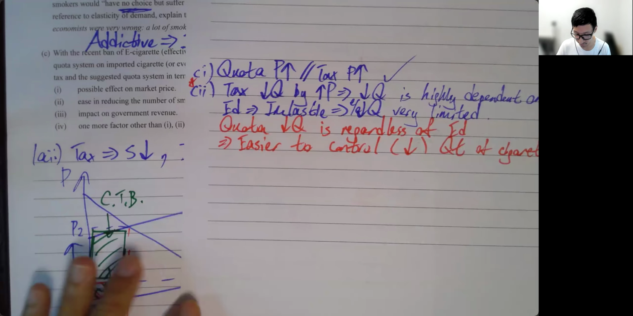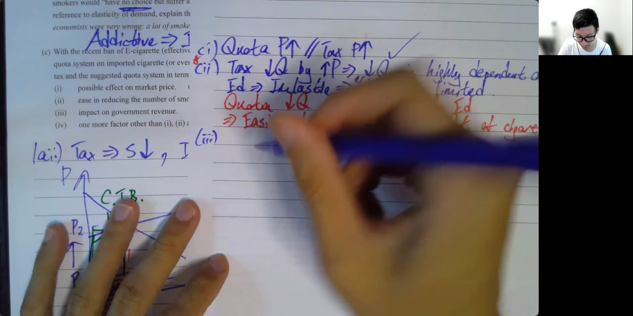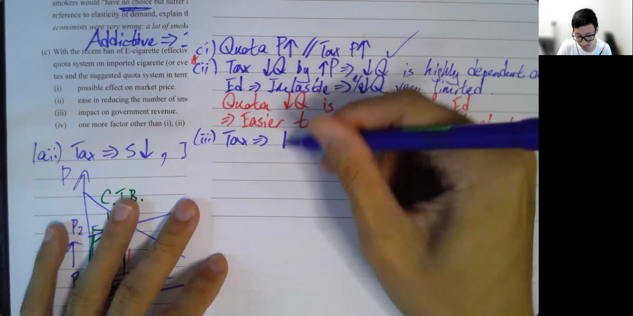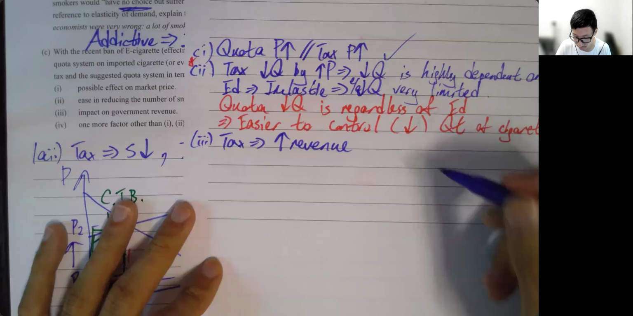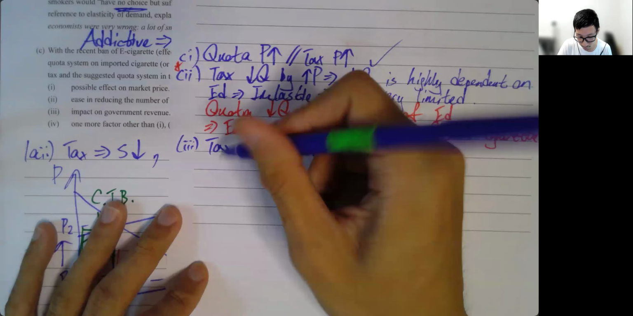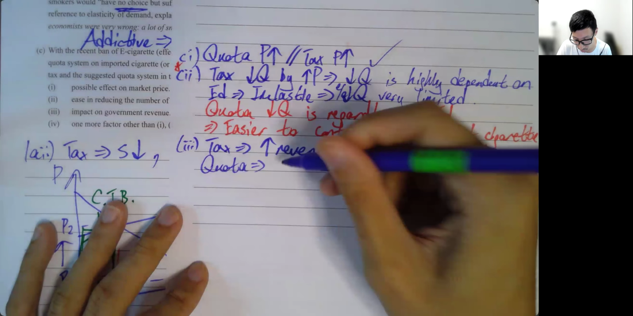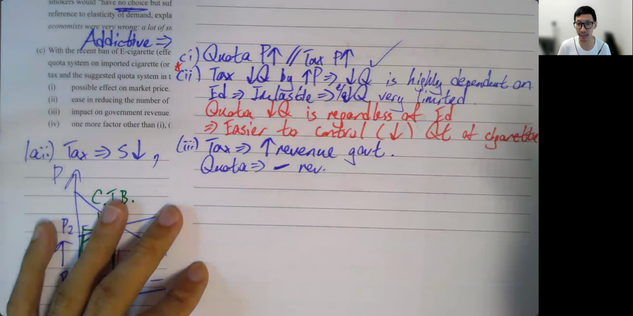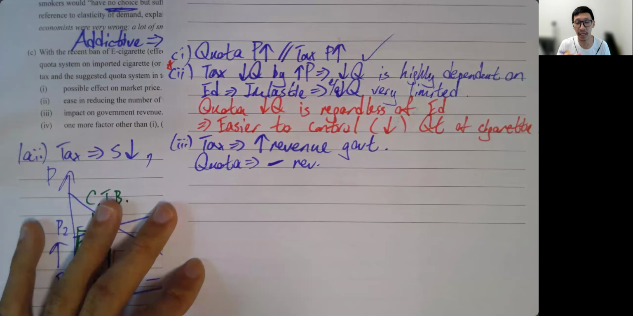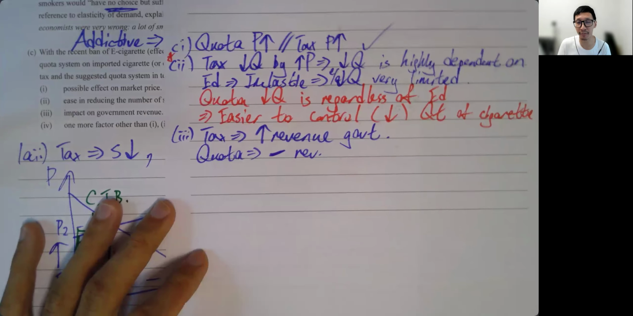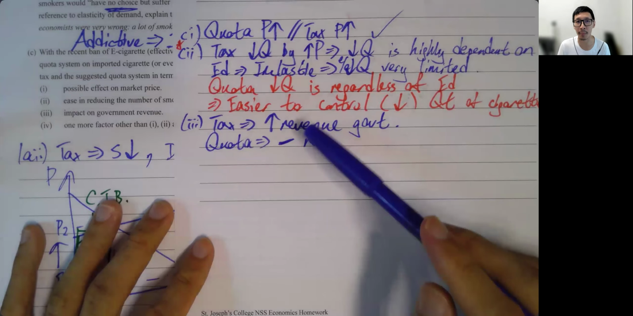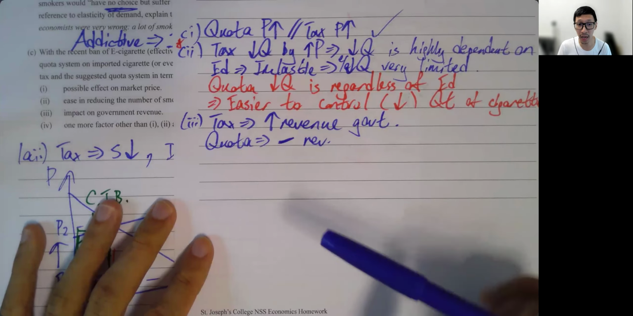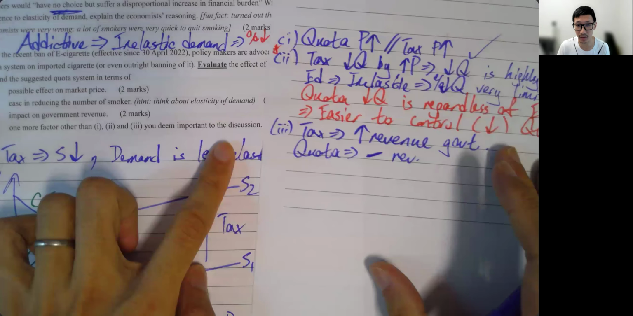Impact on government revenue 簡單啦，係咪啊？ Tax would result in an increase in government revenue. Now, government 唔係 producer for government. While a quota would have no effect on government revenue. Cost, right? 冇錢收嘛，係嘛？ 嗱 in reality, some quotas you need to bid for the quota, okay? But probably the revenue received would not be comparable to that of tax. Okay, 好嘛？好啦。 Finally, one more factor other than 1, 2, or 3 you deem important to the discussion, okay?